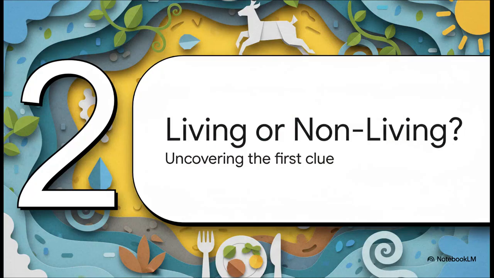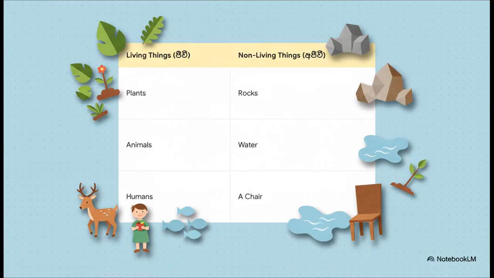So to figure this whole thing out, scientists start with a really simple but super powerful first step. They classify everything into two big groups, living and non-living. And believe it or not, that basic distinction, that's our first major clue. Now, this might seem kind of obvious, right? But it's actually pretty profound when you think about it. You've got plants, animals, and us humans all following one playbook. And then you have rocks, water, and chairs following a totally different one.